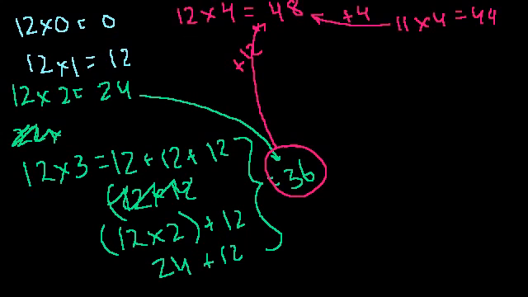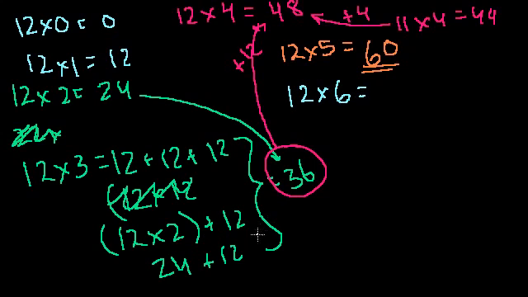Let's keep going. 12 times 5 is equal to 60. Right? 10 times 5 is 50. 11 times 5 is 55. So 12 times 5 is 60. 12 times 6 is equal to what? It's going to be 12 more than this. It's going to equal 72. 12 times 7. 12 more than this again. 12 more than 72 is 84.